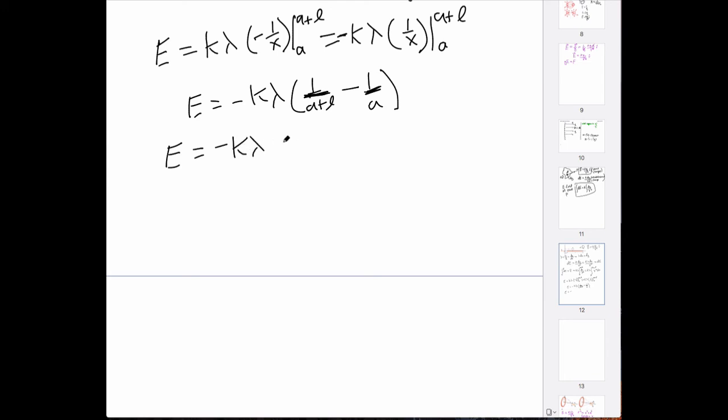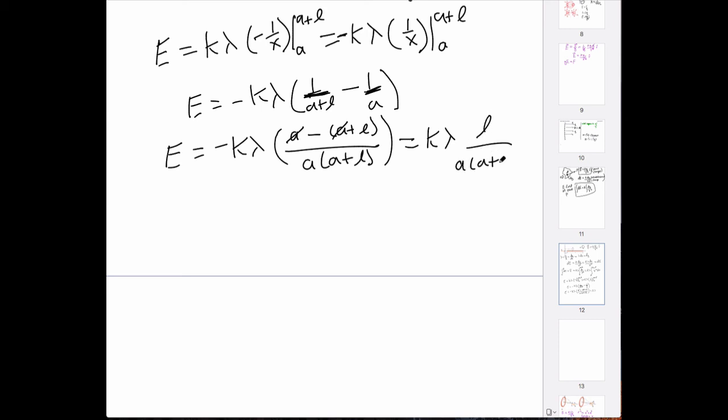E is negative k times lambda. And then if I find a common denominator, it's going to be a over a times a plus L, minus this one over a times a plus L. So a minus a plus L, all over a times a plus L. So a minus a, of course, goes away. I end up with a negative L, and I've got a negative right there. So the a's drop out. This negative and that negative cancel each other out. I have positive L on top. So now I've got k times lambda times L over a times a plus L.